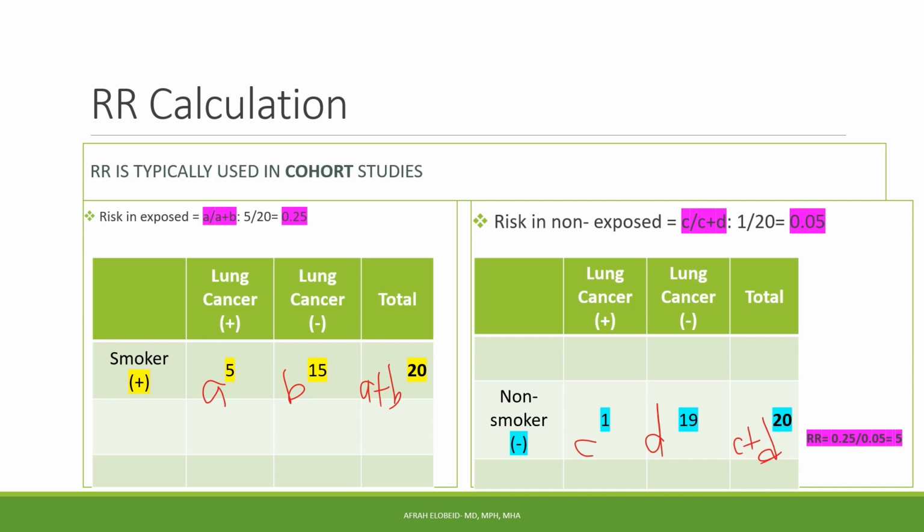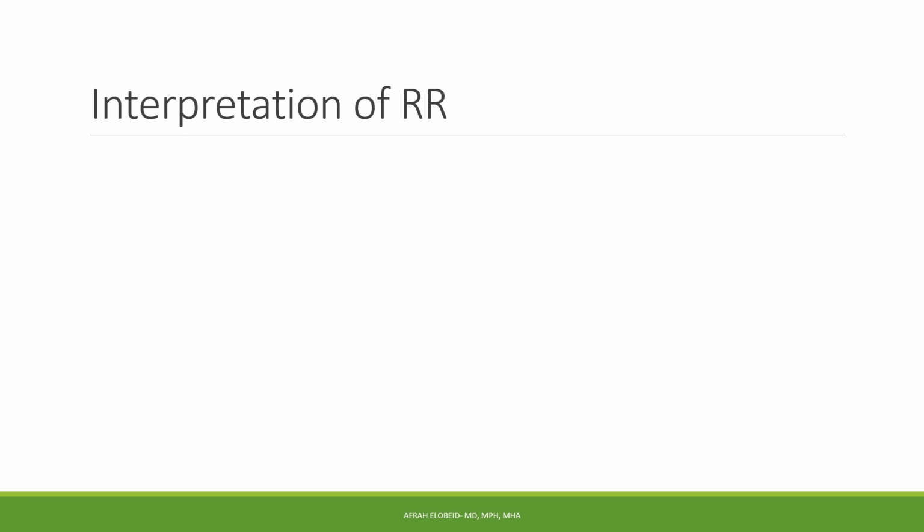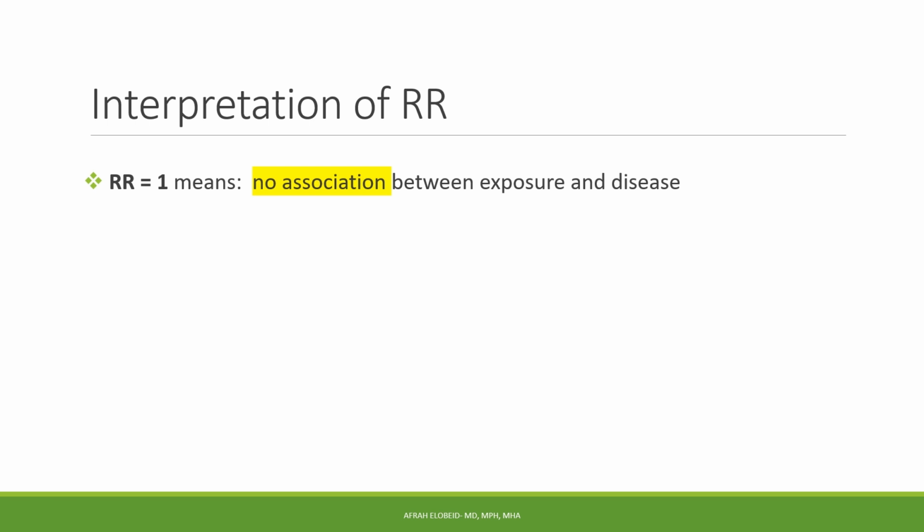And remember, this is typically used in cohort studies. And the second step after the calculation is the interpretation. So to interpret a relative risk, we need to remember 3 rules. Relative risk of 1 means no association between exposure and the disease. In other words, the two numbers of the risks in exposed and non-exposed are equal. And when you divide two equal numbers by each other, the product is 1. So relative risk of 1 means there is no difference in the risks between the exposed and unexposed.